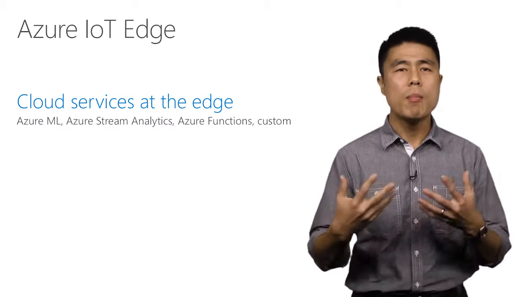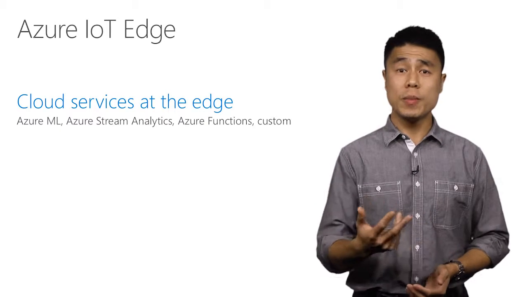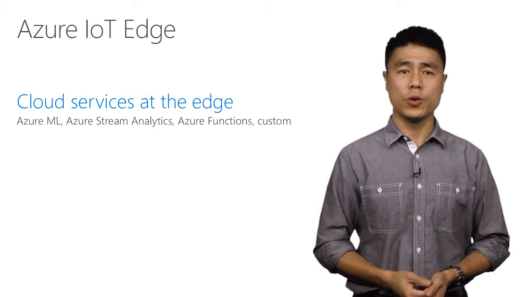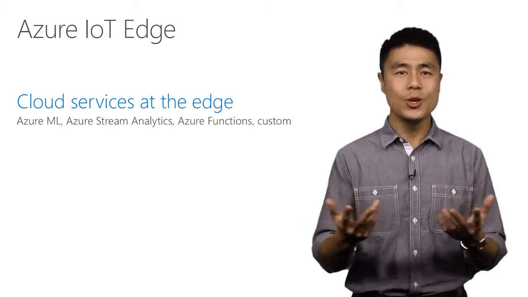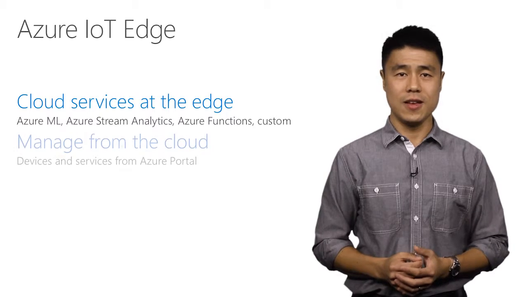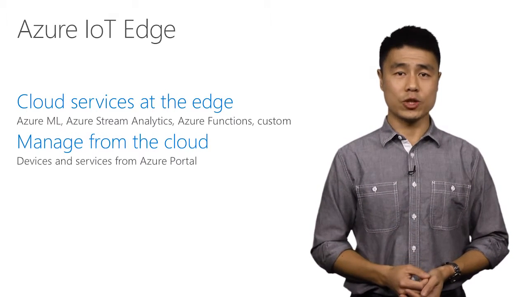Azure IoT Edge is all about enabling cloud services at the edge. For example, models built with Azure Machine Learning, near real-time analysis of streaming data with Azure Stream Analytics, event-driven execution of code with Azure Functions, or you can even create your own custom code and package that in a Docker container. All devices and services can be managed from the cloud using the Azure portal.